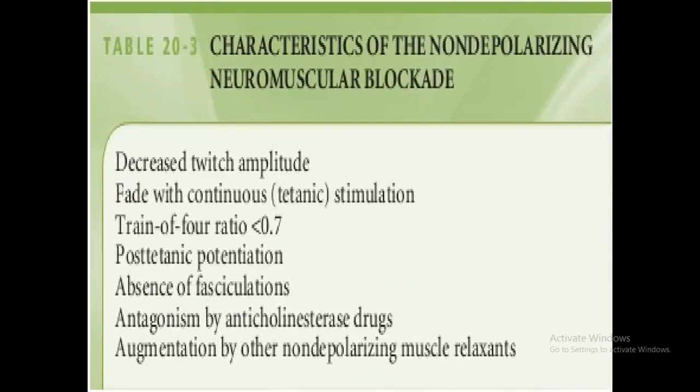Pyridostigmine, another example. Now, what are the characteristics of non-depolarizing neuromuscular blockade? Decreased twitch amplitude, fade with continuous tetanic stimulation, train of 4 ratio of less than 0.7, post-tetanic potentiation, absence of fasciculation, antagonism by anticholinesterase drugs, augmentation by other non-depolarizing muscle relaxants.